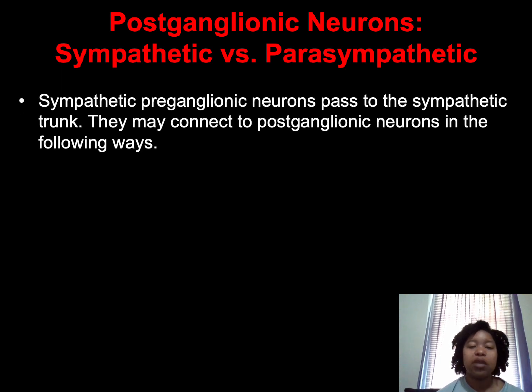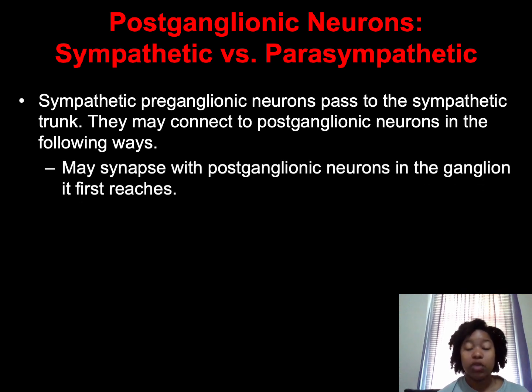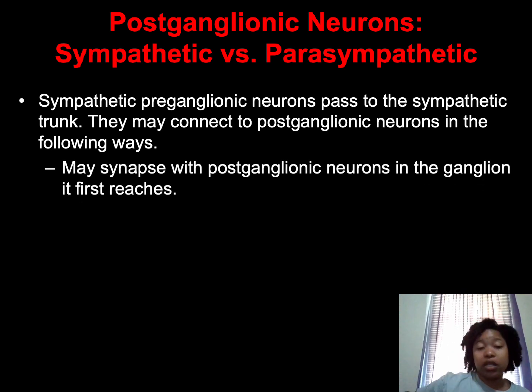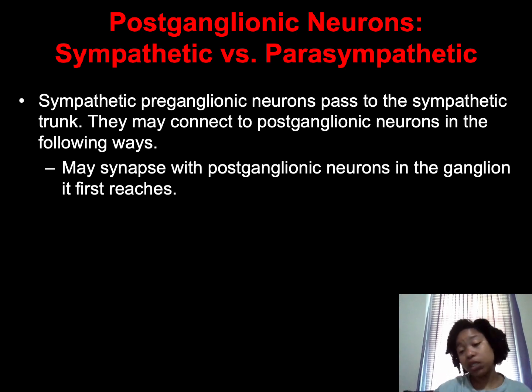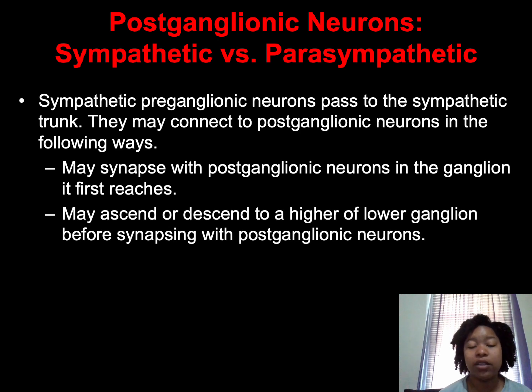The sympathetic preganglionic neurons pass to the sympathetic trunk, and they may connect to postganglionic neurons in the following ways. They might synapse with postganglionic neurons in the ganglion that they first reach. We talked about the different ganglia that are present, so it might synapse with a postganglionic neuron in the first ganglion that it comes across on its path.